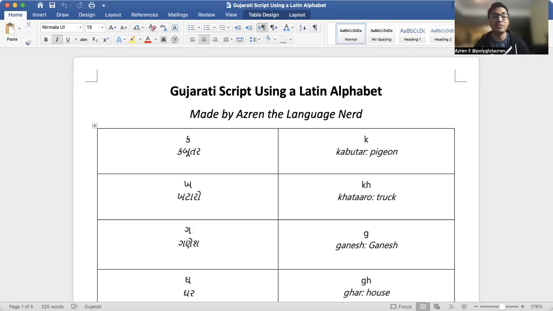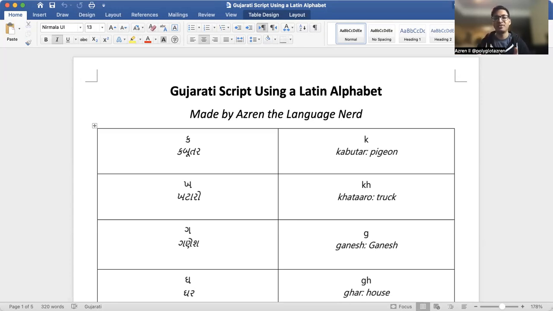Today, we're going to go through something useful for every single Gujarati learner. We're going to go through how to write the Gujarati script, ka, kha, ga, gha, and so on and so forth, using a Latin alphabet. In other words, how do you write Gujarati using an ABC alphabet?